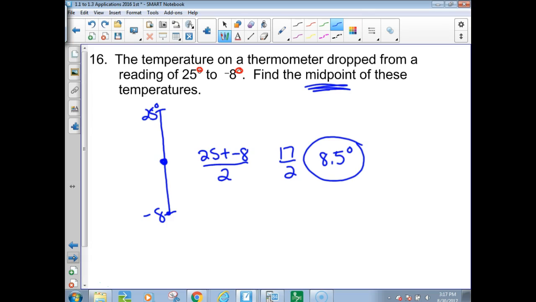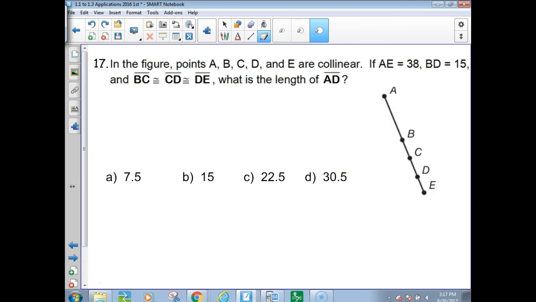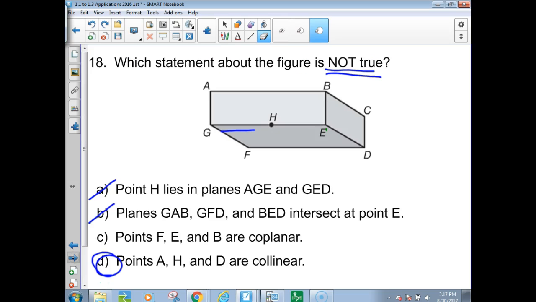Does anybody need this? Okay. I forgot I had one that was the key, actually. So in this figure, let's see, do we need to do this one? This is another finding the measurement of a segment. So let me skip to something different.